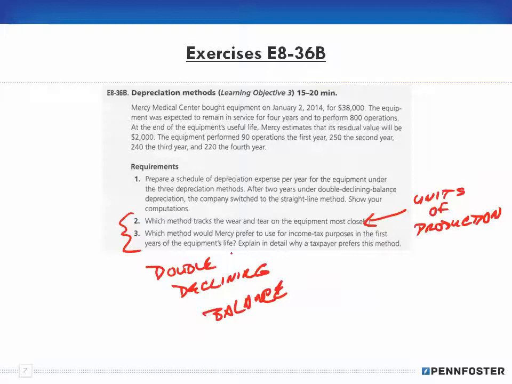And the reason why, it provides the most depreciation in the first years. So you get the greatest tax write-off in those first years. And this saves cash in the first years, because you're expensing more, which means you have less profit, and you're keeping more of your cash.